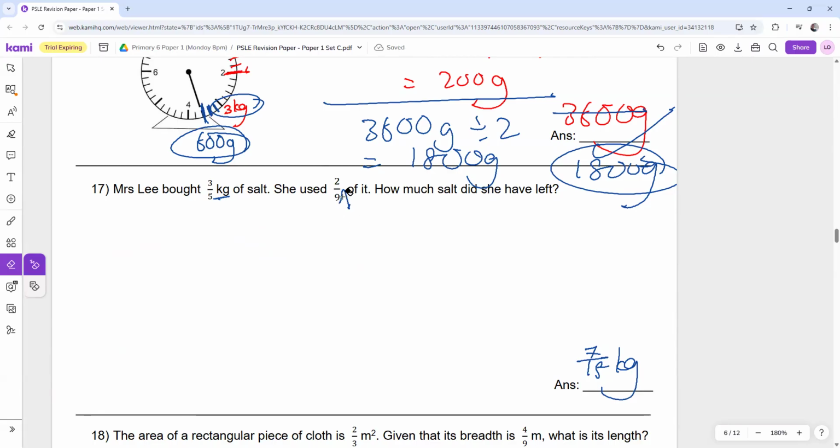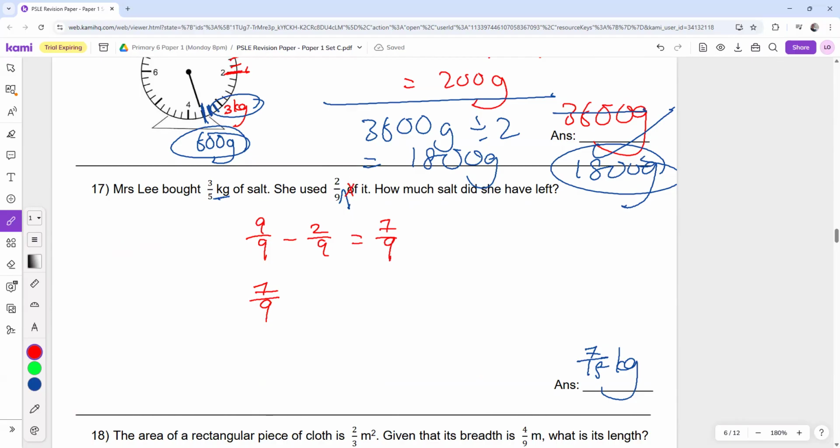But is there a shortcut? There is a faster way to get the answer. If you use 2 over 9, then what fraction of the flour is left? Then 9 over 9, she used 2 over 9, she must have 7 over 9 of the flour left. So can you find how much of the salt is left? So if she has 7 over 9 of the salt left, what is "of"? "Of" is times. So 7 over 9 of the salt. Yeah. Okay.